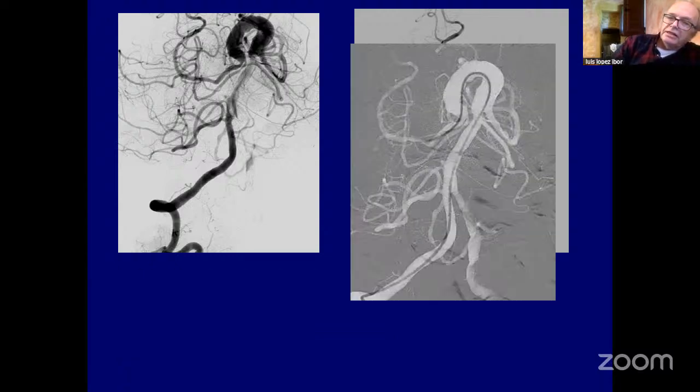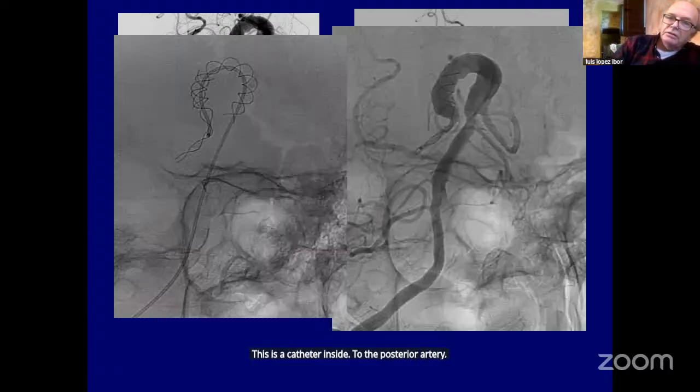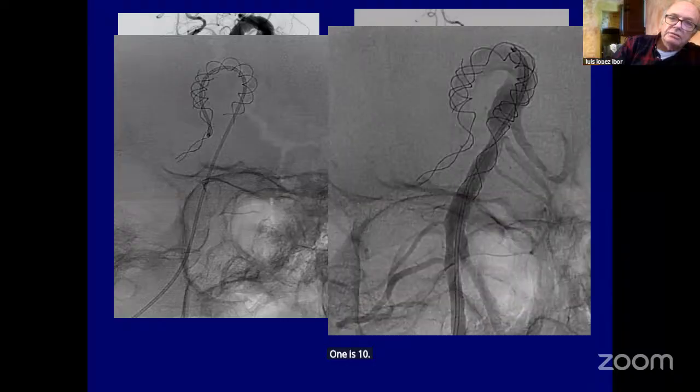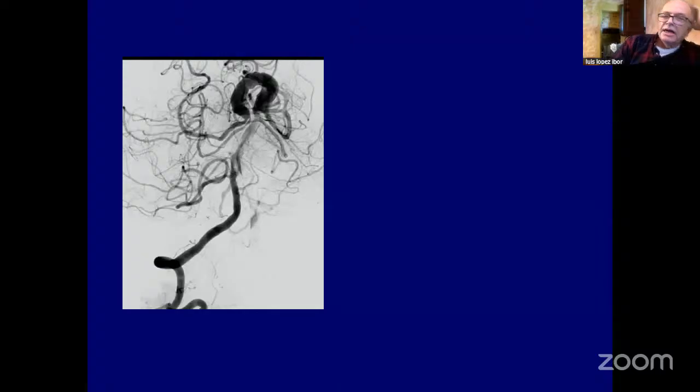This is the catheter inside the posterior cerebral artery. One stent, two stent, 3, 4, 5 Leo stent. And this is the initial angio.